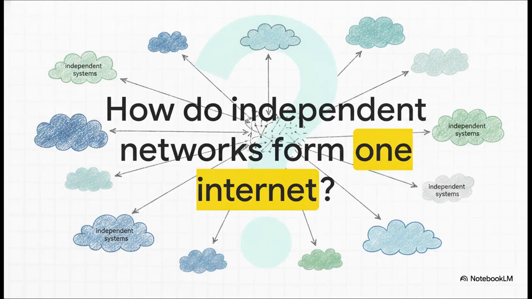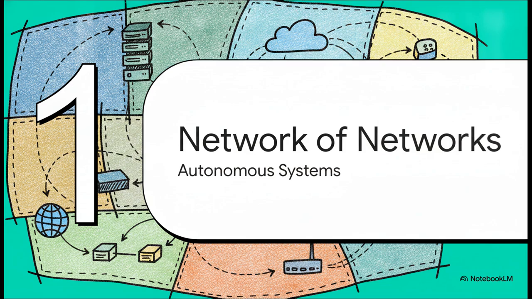So here's a question for you. How do thousands of totally independent networks actually form one unified internet? It's a great question because it completely shatters a really common illusion. The internet isn't some single giant monolithic thing. It's actually this massive patchwork quilt of completely independent systems that have somehow negotiated these really complex agreements to work together. And figuring out how they pull off that negotiation, well, that is the secret to understanding the internet itself. All right, let's kick things off with Section 1, the network of networks.